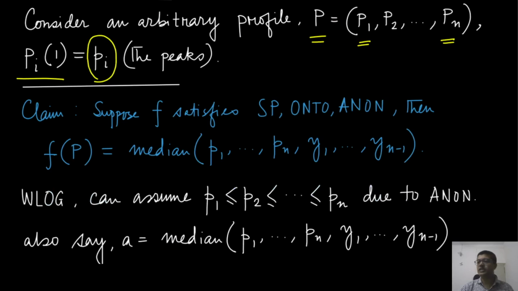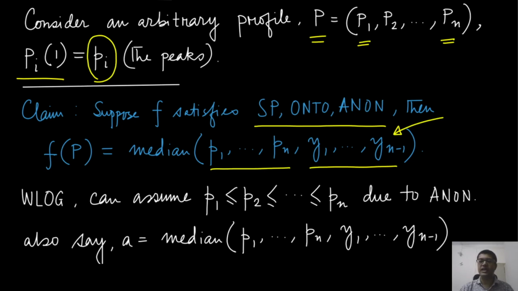Now here comes our next claim. Suppose the social choice function satisfies these three properties. Then what we are going to claim is that f is the median of those agent peaks augmented with the phantom peaks, and that is what we actually wanted to prove. Once we prove this, we are done, because that is the final thing that we wanted to prove. We have constructed a set of phantom peaks.